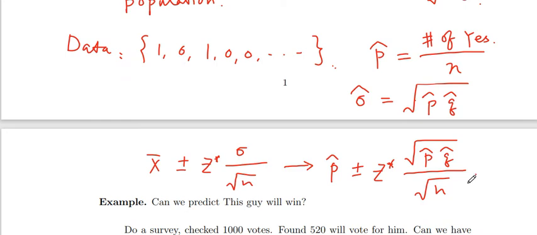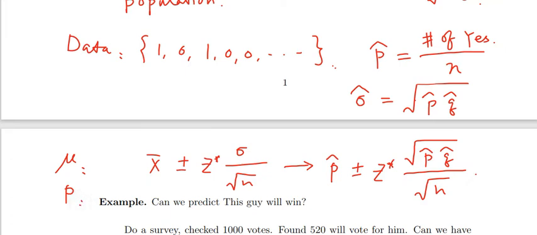Okay, so this one is for mu, the population's average. This one, we can also say p is an average, but this is the population's typical average. So we say it's the population's proportion.